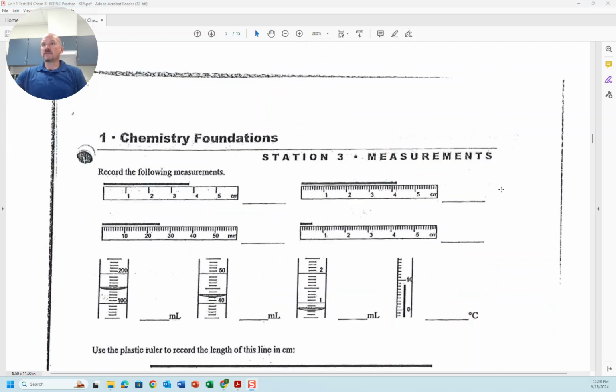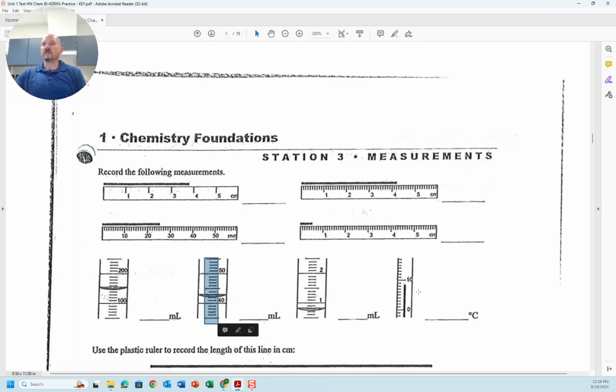All right, so the next section, just taking a measurement with either a ruler or a graduated cylinder. So anything that has what we call graduations, tick marks, calibration marks, right? So, here are the graduations of this ruler. Here are the graduations of this ruler. Here are the graduations of this cylinder. That's why it's called a graduated cylinder. Here are the graduations of that cylinder, okay?